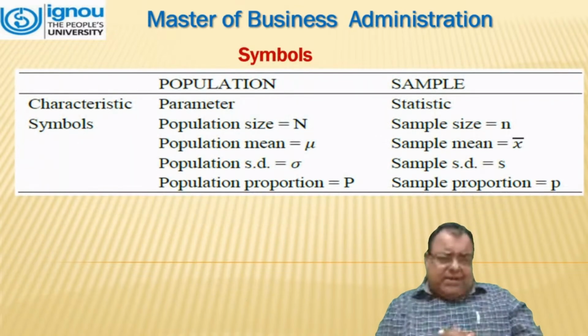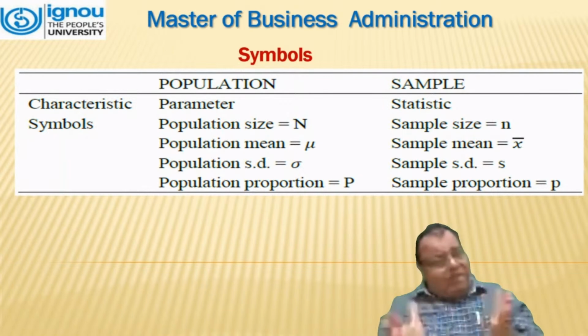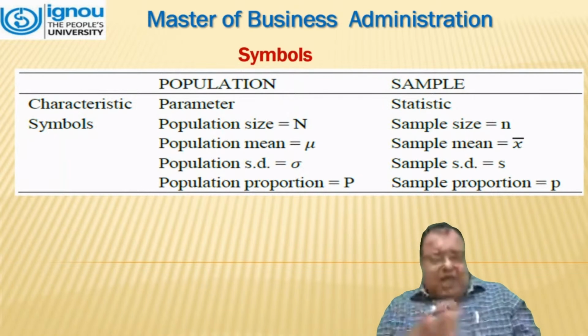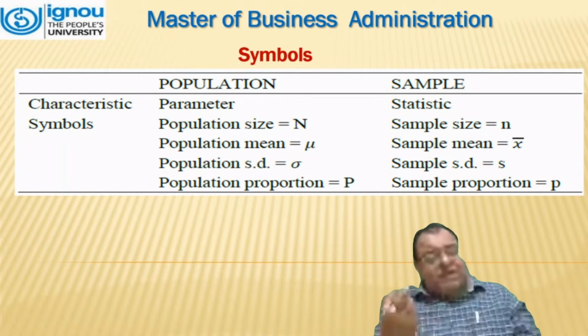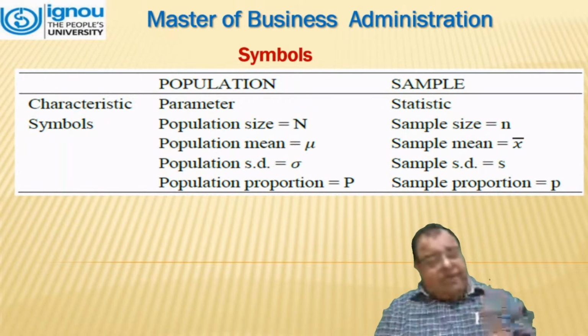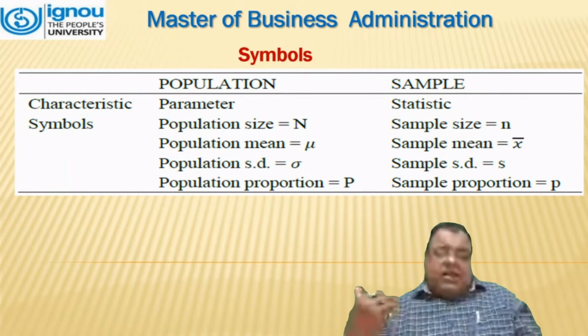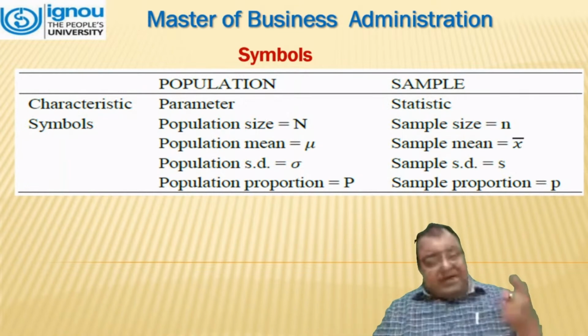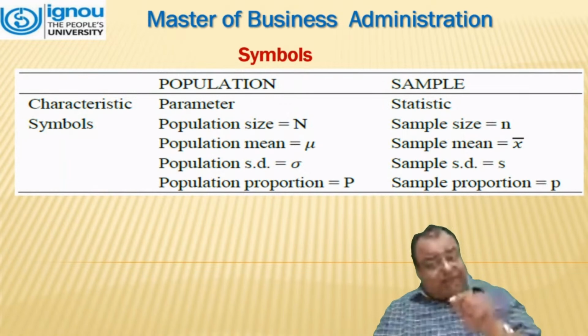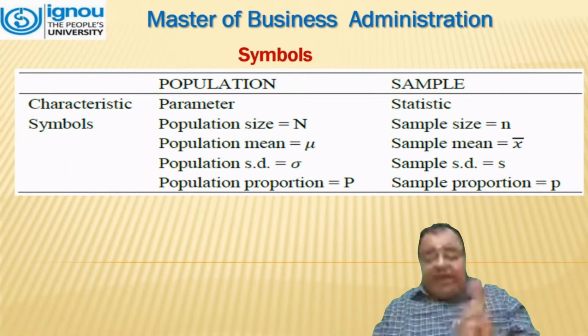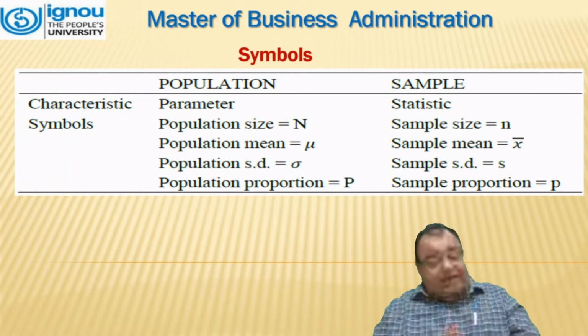Now, what are the different characteristic symbols that we will be using when a problem is given to us? If we talk in terms of population, that means it will be a parameter. Population size will be denoted by capital N, population mean by mu, population standard deviation by sigma, and population proportion by capital P, which we have studied. Now, moving further, in the case of a sample, we will be using a statistic. Sample size will be given by small n, your sample mean by x bar, your sample standard deviation by s, and your sample proportion by p.